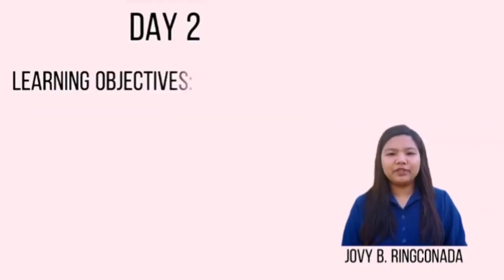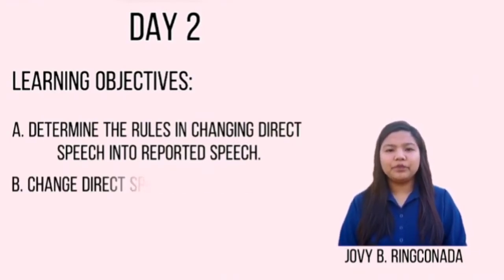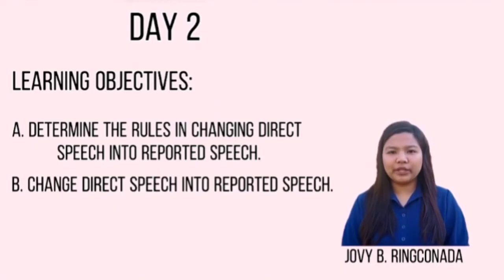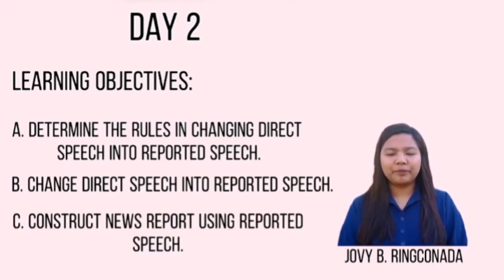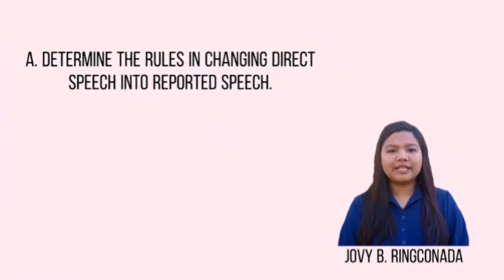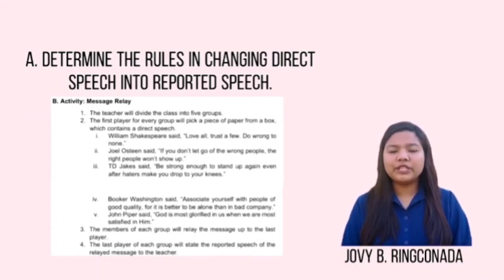In day 2, we have 3 learning objectives: determine the rules in changing direct speech into reported speech, change direct speech into reported speech, and construct a news report using reported speech. The first objective relates with the activity, where the students will be able to relay a direct speech within a group and try to convert this into reported speech. Then, the students will now determine the rules in changing direct speech into reported speech.